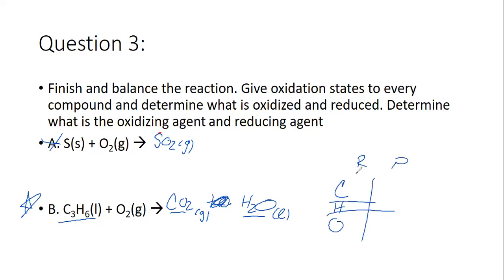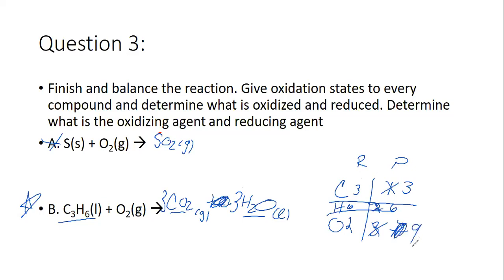Reactants, products. So we start with 3, 6, and 2. Our products are 1, 2, and 3. Start with balancing the carbons. Put a 3 right there. Go to 3. Go to 7. Balance the hydrogens next. Put a 3 in front of there. 6. 9.